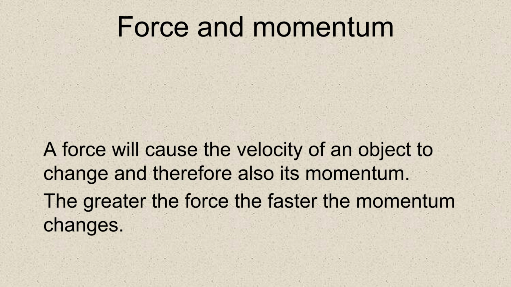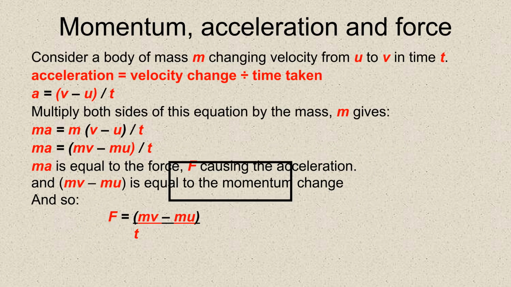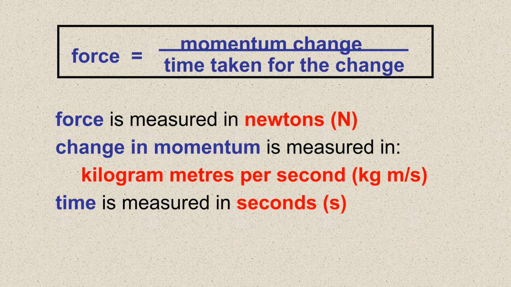A force will cause an object's velocity, and therefore its momentum, to change. A greater force results in a faster change in momentum. Considering acceleration as the velocity change divided by the time taken, and applying Newton's second law, F equals ma, we can derive that force is the change in momentum divided by the time taken. The relationship can be written as force equals momentum change divided by the time taken for the change. Force is measured in newtons, N, change in momentum in kilogram meters per second, and time in seconds, s.